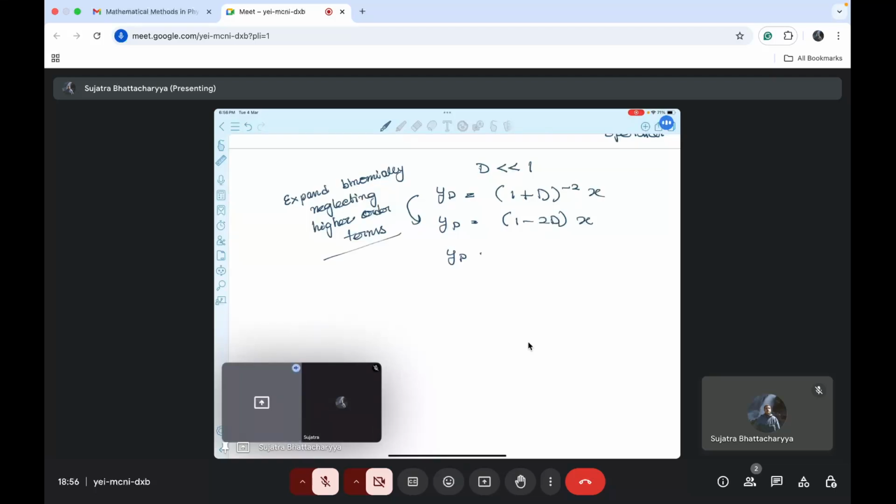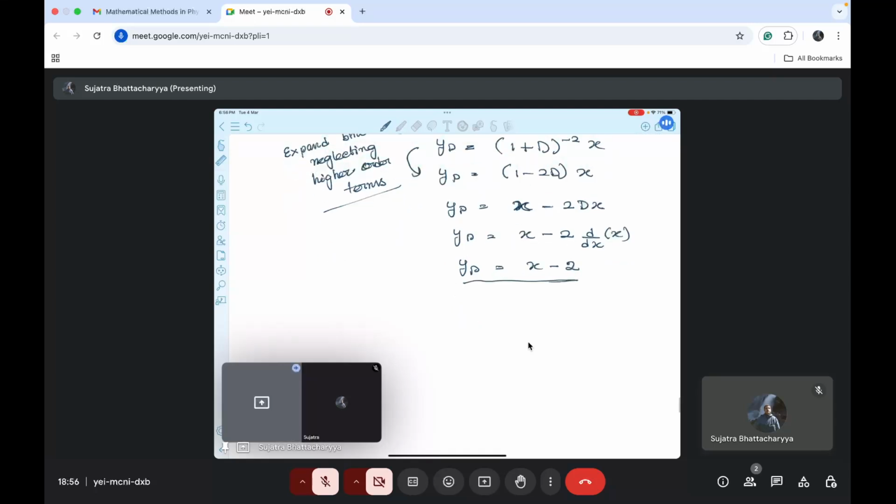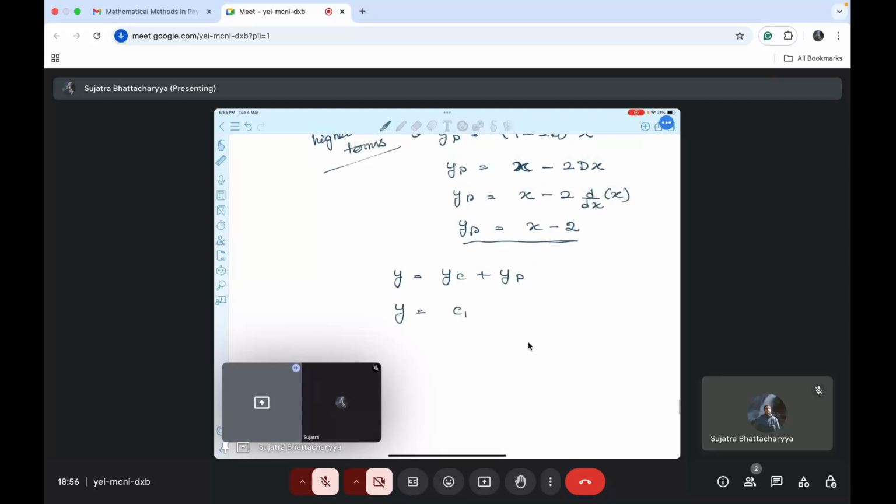So y of p becomes x minus 2 d of x. Now, d of x means d/dx of x, which is nothing but 1. So y of p becomes x minus 2. Alright, so this is the solution. Therefore, the net solution will be equal to yc plus y of p. Yc we have already found out: (C1 plus C2 x) e to the power minus x, plus x minus 2. This is the answer.